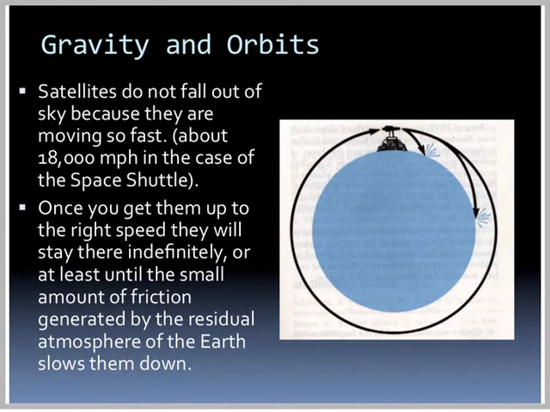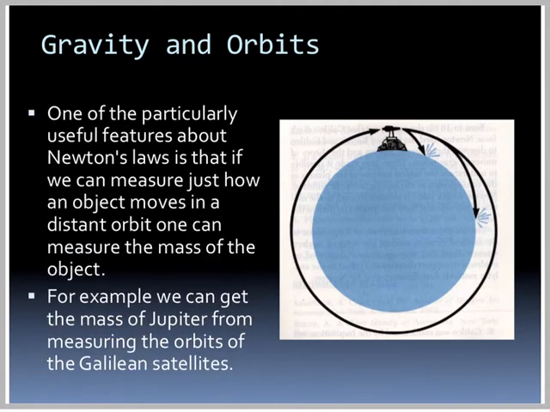So satellites don't fall out of the sky because they're moving fast, about 18,000 miles an hour in the case of the space shuttle. So once you get them to the right speed, they're going to stay there indefinitely, or at least until the small amount of friction caused by the little bit of atmosphere up there slows it down. One of the useful features of Newton's laws is that we can now measure how an object moves in a distant orbit, and if you can do that, you can measure the mass of the object. So for example, we can get the mass of Jupiter from measuring the orbits of its satellites.